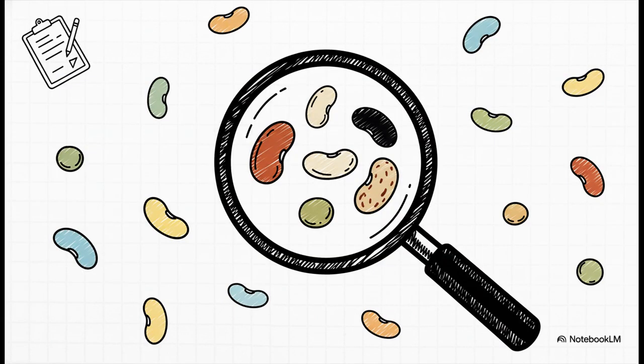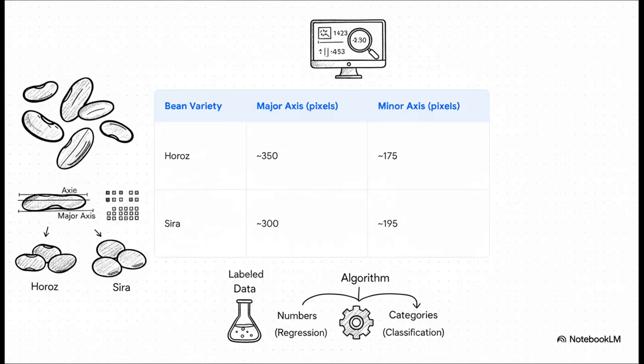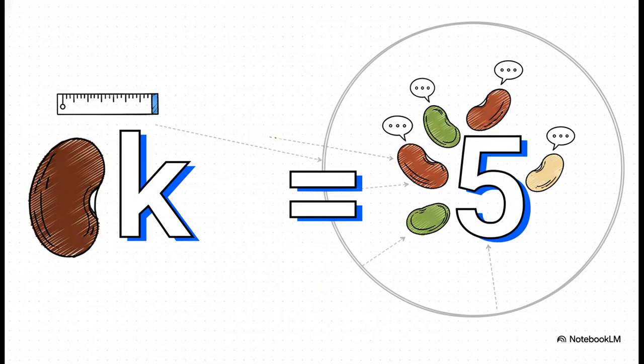Now, to make this really concrete, let's look at a fun, real-world example from a research paper. A scientist used this exact method to classify different kinds of dry beans just based on their size and shape. Yeah, beans. It's a perfect way for us to see this in action. So a computer has no idea what a bean is. It just sees numbers. In this case, it measures things like the bean's length, that's the major axis, and its width, the minor axis. And you can see here, different bean types like Horos and Syrah, they tend to have slightly different measurements.